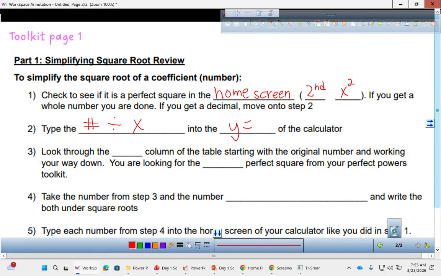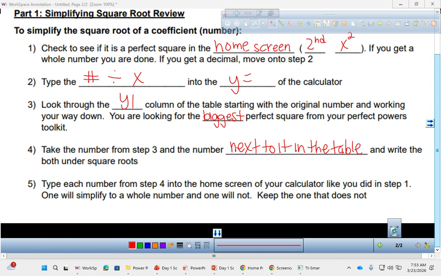And at that point, we're going to look through the y1 column of the table, starting with the original number and working our way down. We are looking for the biggest perfect square from your perfect powers toolkit. So again, perfect squares is your x squared column. Take the number from step 3 and the number next to it in the table, and write both under square roots.